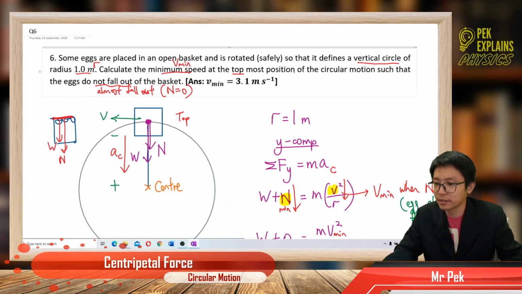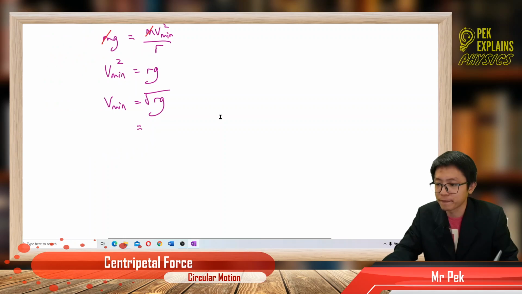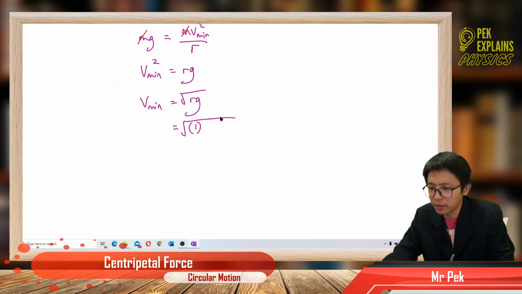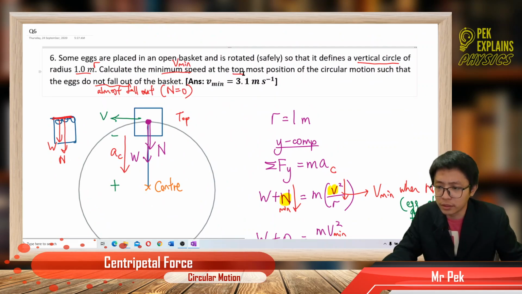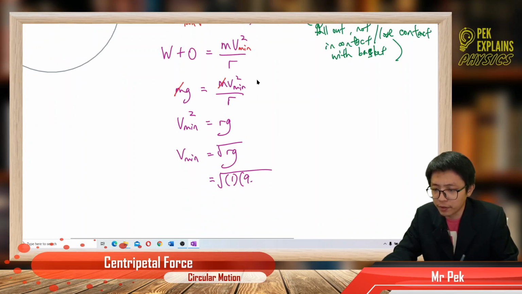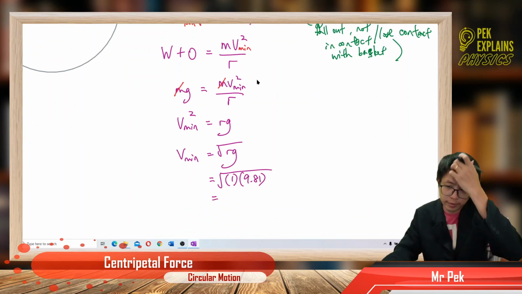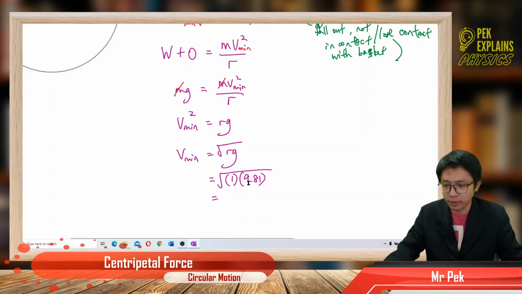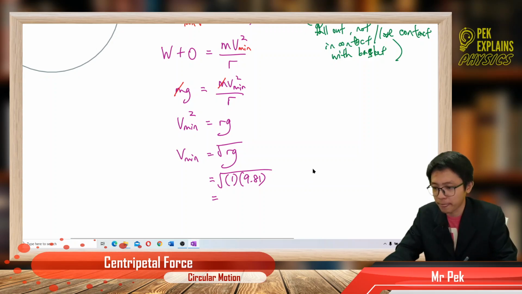We have the radius of 1 meter. The g value is not specified, so just put 9.81. You must be careful what value of g is specified. Sometimes it specifies g equal to 10. If g equals 10, you must put 10. Don't put 9.81. Look whether it specifies g or not. If not specified, it means 9.81. So the minimum speed is 3.13 meters per second.